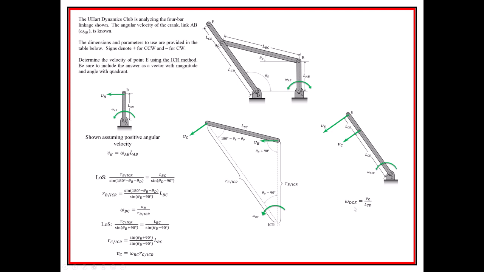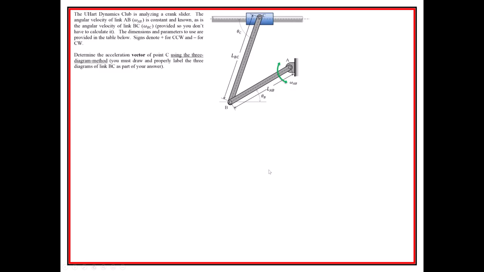Now we use that velocity of C to find the omega of this link. And then with that omega, we're able to find the velocity of E. So that was our goal in this part. This was purposefully made a problem where you had to think your way through a number of steps to get to the end. And here is the answer, the velocity at E, and it had to be at that angle because we were asking for the angle and the quadrant.